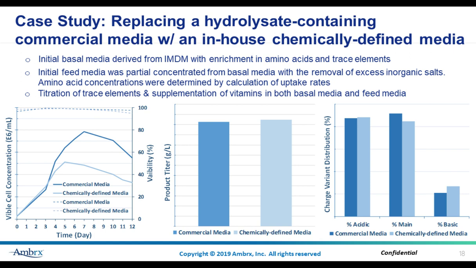You can see the graph. The commercial medium is in dark blue, and the chemically defined medium is in light blue. Comparing the growth profile, VCD is much higher in commercial medium. Viability is about the same. It is interesting to see that even though VCD in chemically defined medium is lower than in commercial medium, the harvest titers are very similar. It means the QP in chemically defined medium is much higher compared to commercial medium.